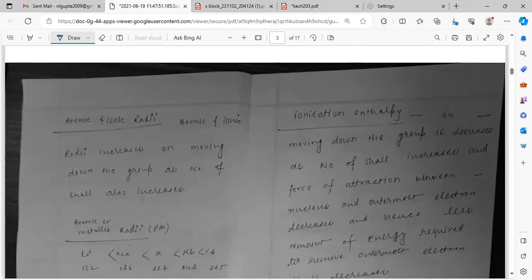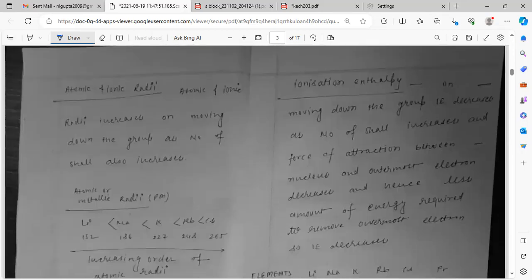Here, atomic radii. Left to right, tell me what happens to the atomic radii. Does it increase or decrease? Clear it. Left to right, increases or decreases?